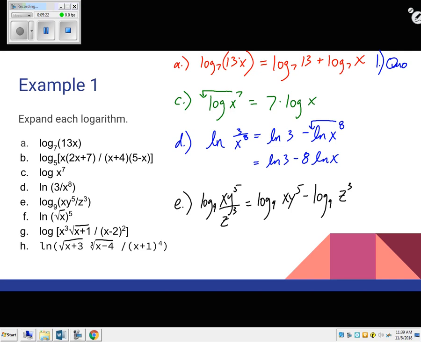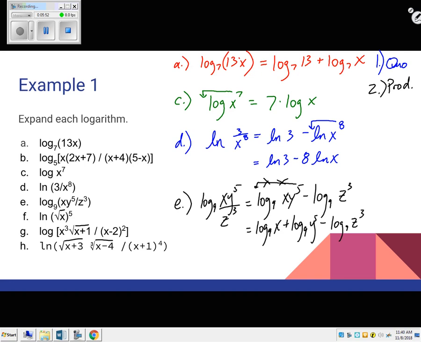Second thing I really want to look for on this is any product that I have. Bringing this 5 down in front, it's really foggy. That 5 cannot travel all the way to here. That is a no-go. Instead, I'm going to notice that I do have x times y right here. So I can take log base 9 of the x plus log base 9 of the y for fifth minus log base 9 of the cubed.